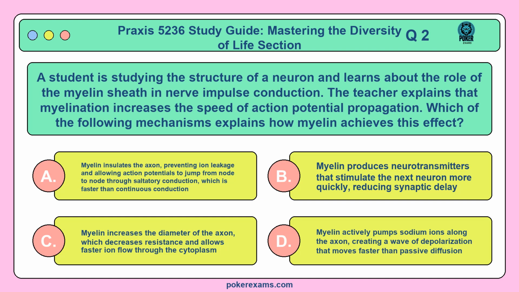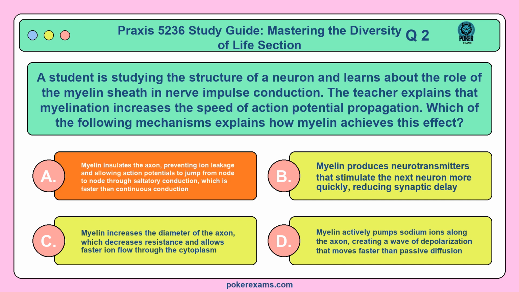Question 2. A student is studying the structure of a neuron and learns about the role of the myelin sheath in nerve impulse conduction. The teacher explains that myelination increases the speed of action potential propagation. Which of the following mechanisms explains how myelin achieves this effect? Option A. Myelin insulates the axon, preventing ion leakage and allowing action potentials to jump from node to node through saltatory conduction, which is faster than continuous conduction.